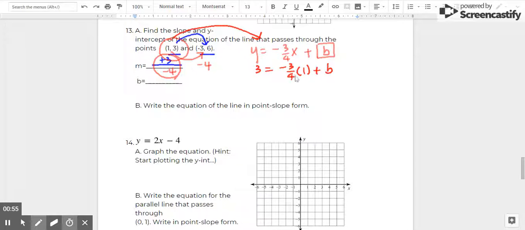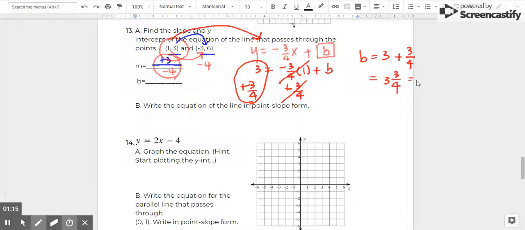So negative 3 over 4 times 1 is negative 3 over 4. So I'm going to just add it to undo to isolate b. This will be gone. So now you need to add this together, and it's going to be b. b is 3 plus 3 over 4, which is 3 and 3 over 4, or it's also 3.75. So the y-intercept is going to be 3.75. So if you put them together, 3 over 4x plus 3.75.